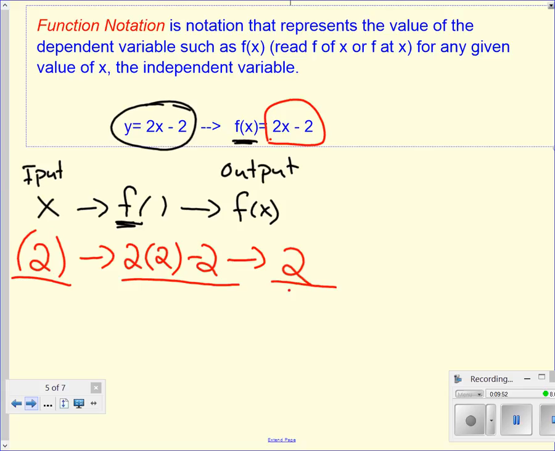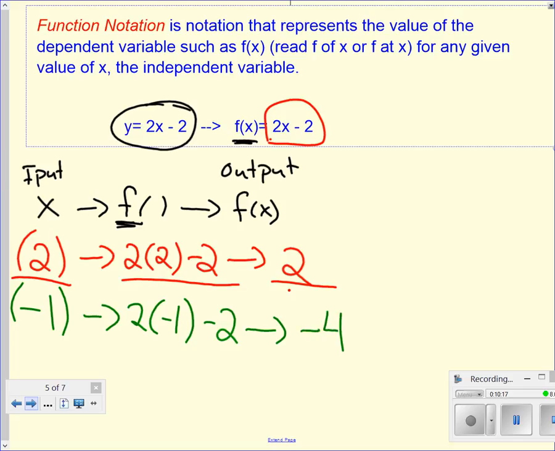Let's take a look at what happens if I input something else. Let's say I input negative 1. The instructions are multiply it by 2 and then subtract 2. So my output is going to be 2 times negative 1 minus 2. It's going to be negative 4. So f of x is what I get out of this. These are my instructions right here. And x is my independent variable that I'm putting into it.